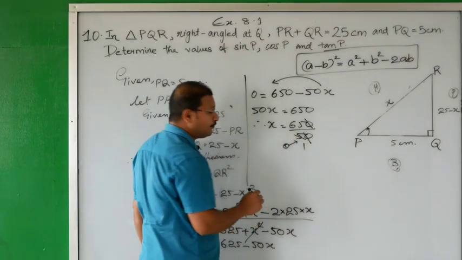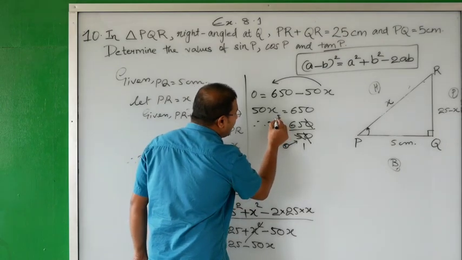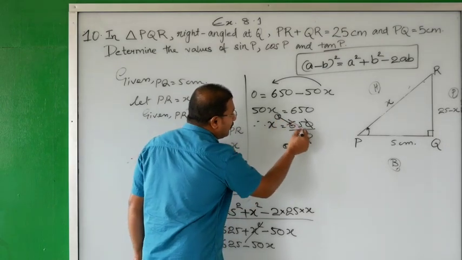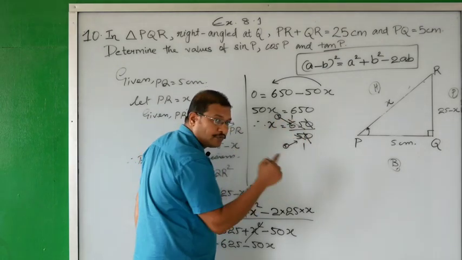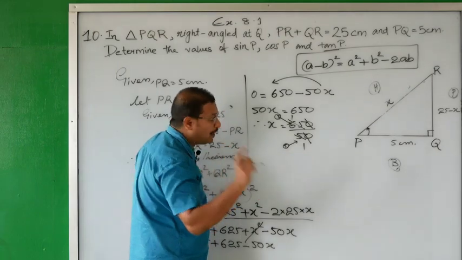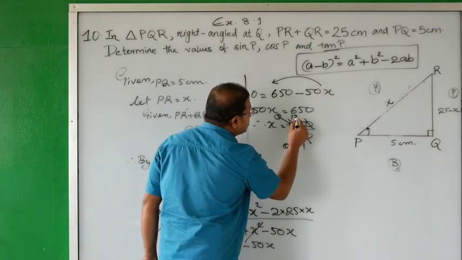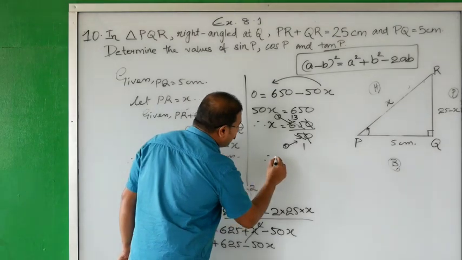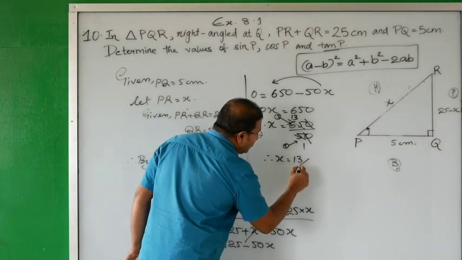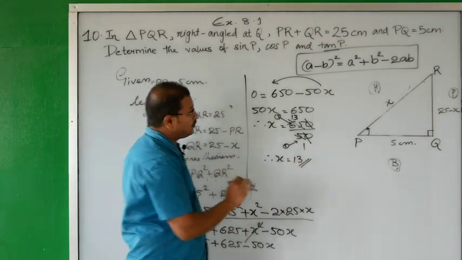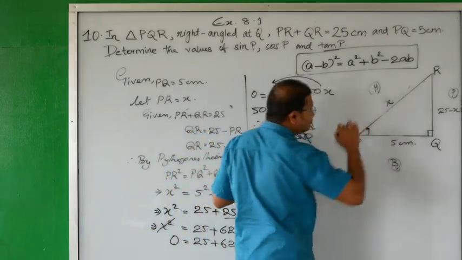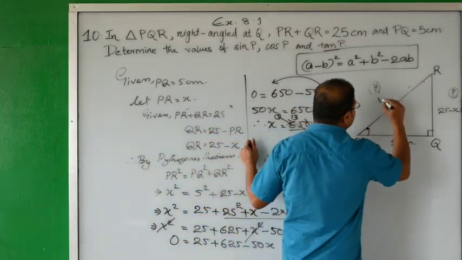5 ones are 5. Ready? Here we are going to cancel by 5. 5 ones are 5. From 6, if you take 5, balance will be 1. 1 means 15. 5 threes are 15. So we got it. Therefore, x equals 13. Ready? So we got it now. The value of PR. How much is that? 13.